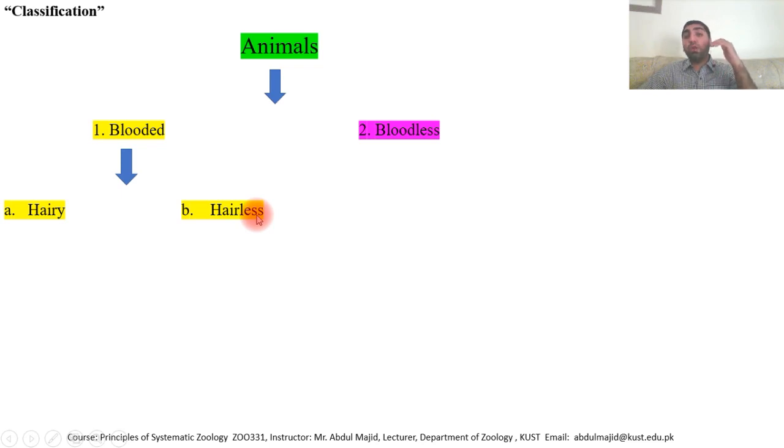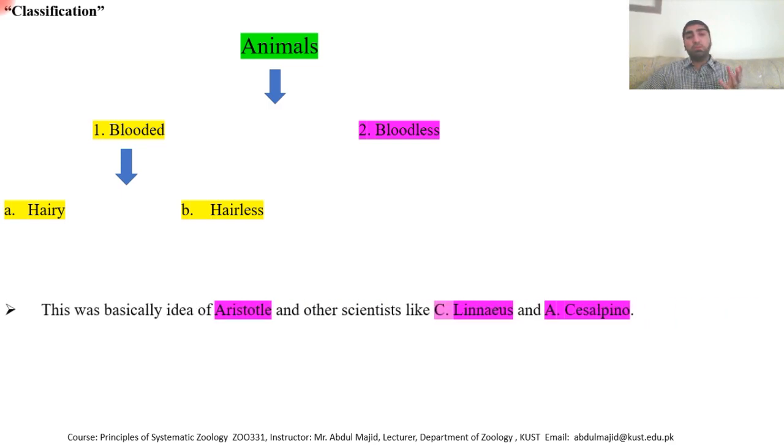This division was on a logical basis at the time of Aristotle and some other scientists. This was basically the idea of Aristotle and scientists like Carolus Linnaeus and Andrea Cesalpino. These were the scientists who had this idea of downward classification.